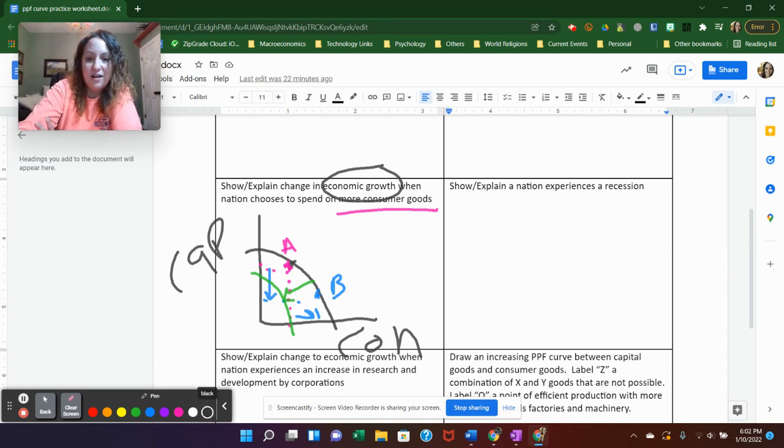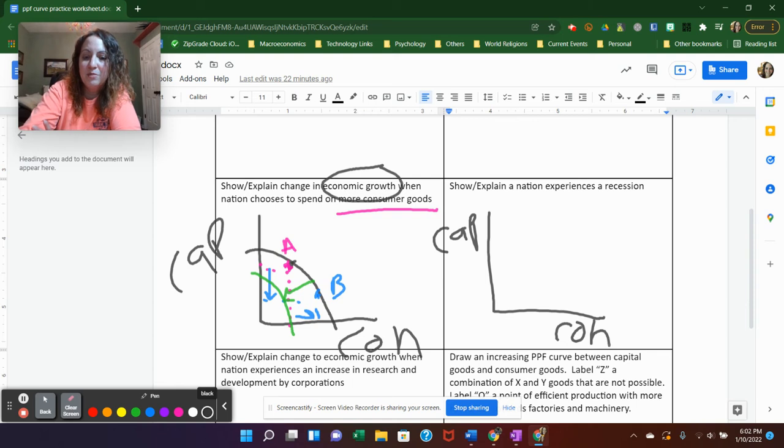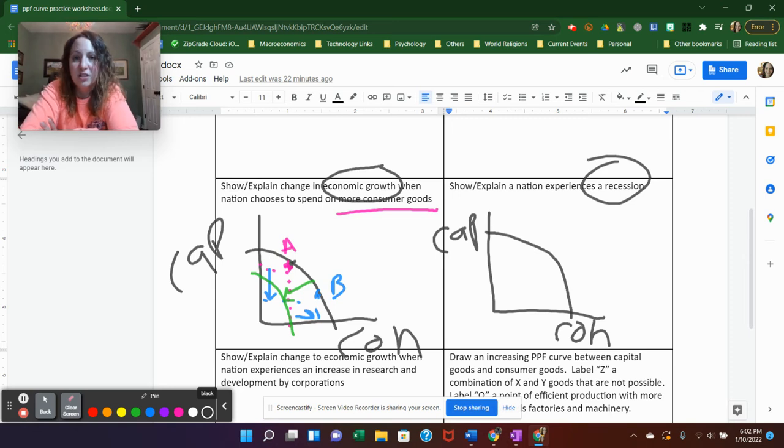On this next graph, once again, we've got capital goods and consumer goods. I meant some of these to be kind of tricky to get you. All right, so this is the first introduction of this word, recession.